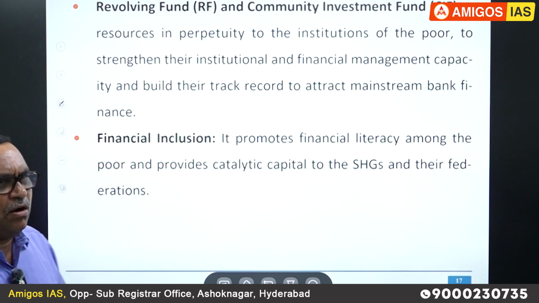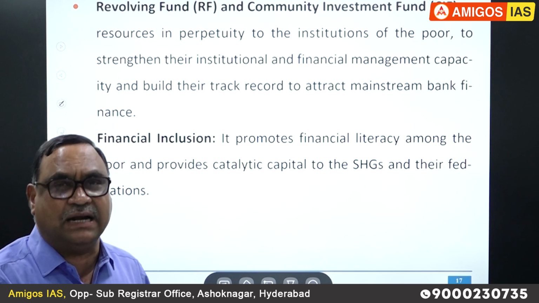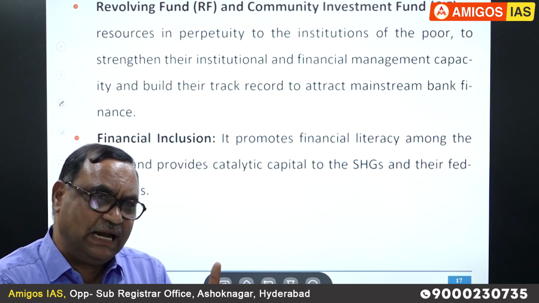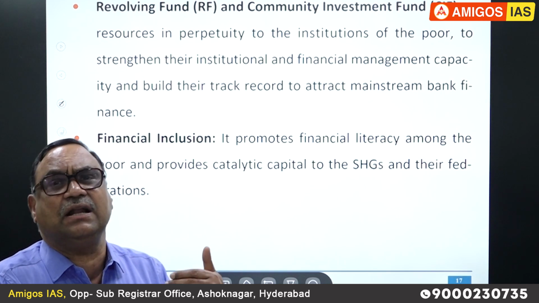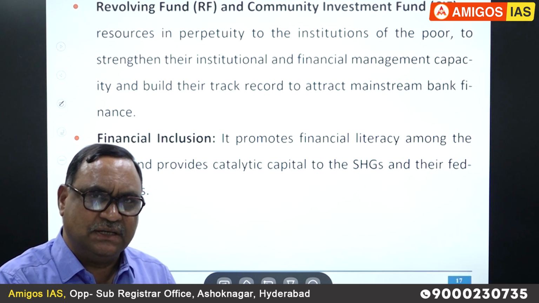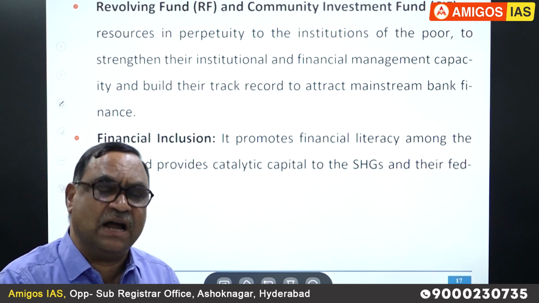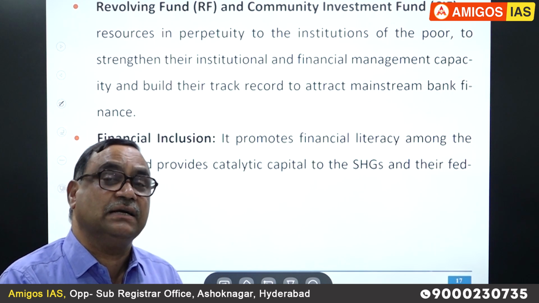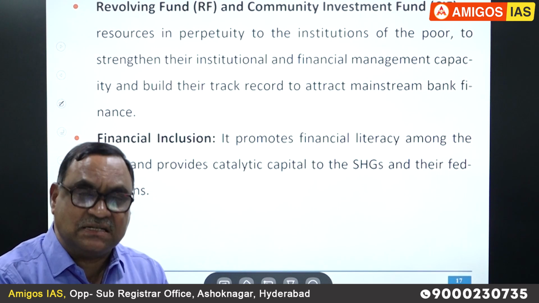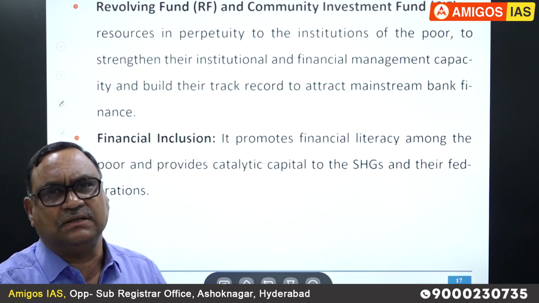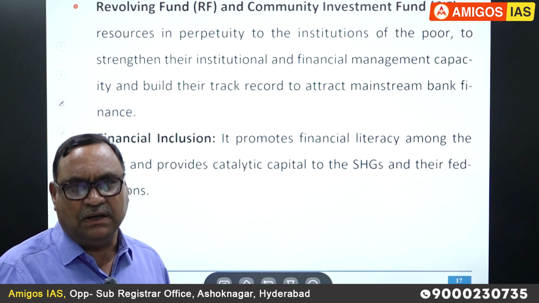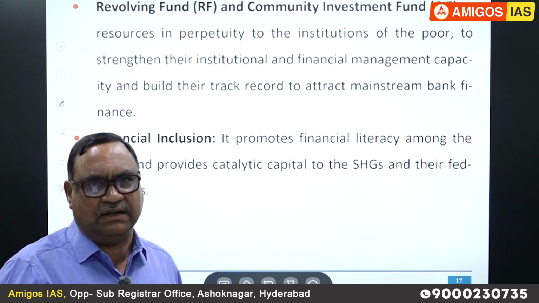So, the members of the self-help groups and community organizations are trained how to avail the financial assistance from the banks or other financial institutions, and how to manage those finances, and how to repay the loans, and how to multiply those finances. With regard to all these aspects, the members of the self-help groups are trained by the agencies of NRLM at block level, district level and state level.